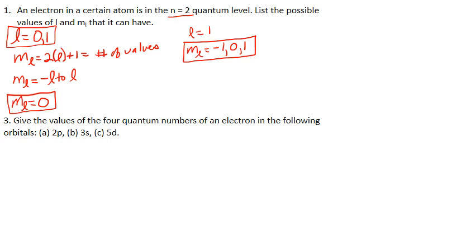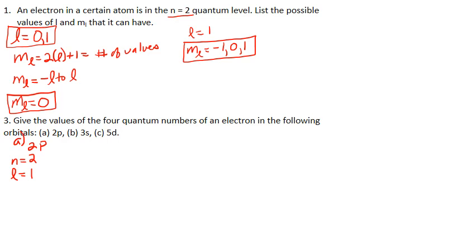Number 3 says give the values of the 4 quantum numbers of an electron in the following orbitals. So let's take A and look at it. A is a 2p orbital. The 2 in front of the p tells us right then our principal quantum number of n is equal to 2. The p tells me what L is, right? If L is 0, it's an s orbital. If L is 1, it's a p orbital.